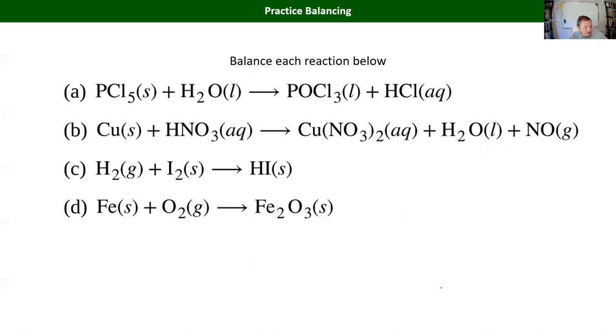All right, so here's a list of practice reactions that you can balance. And again, some of them are going to feel a little bit like guess and check, and some of them are going to be really, really straightforward. But there is definitely a way to balance everything on here. So let's give these a try. I'll come through and fill them out in a minute.